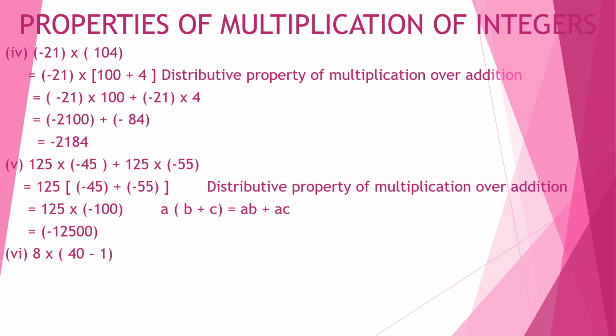Now 8 into 40 minus 1. I open the brackets. 8 into 40 minus 8 into 1. This is of the form A into B minus C is equal to AB minus AC. So 320 minus 8 and this comes out to be 312.